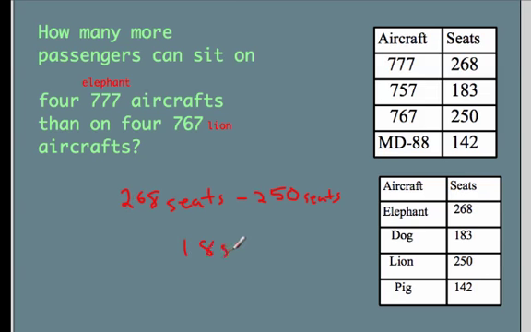But we're not done there because it says there are 4 of these aircrafts. So 4 elephants and 4 lions. So if that's the case, that means we were multiplying this whole thing at the beginning by 4. So we got to go off and multiply this by 4 times 18, and that would equal, if you do the math out, 72 seats.